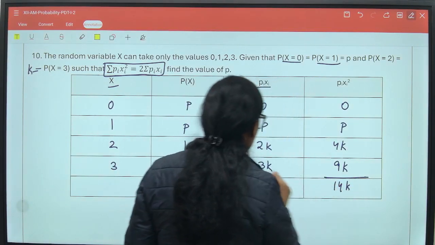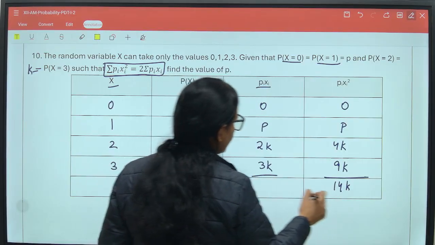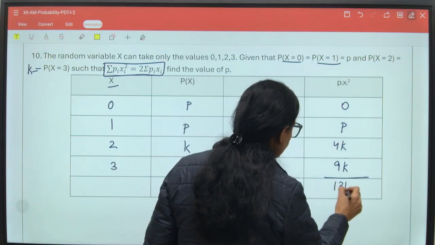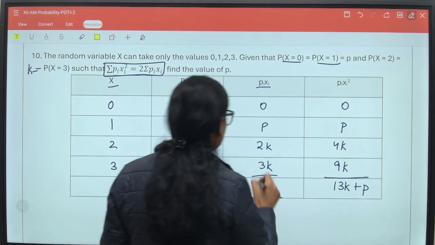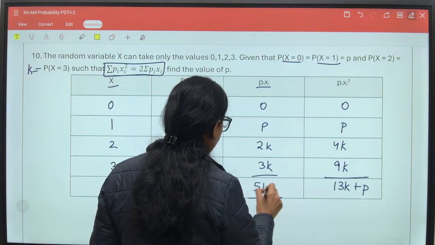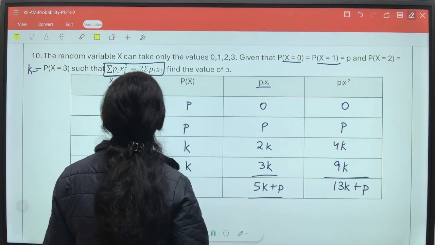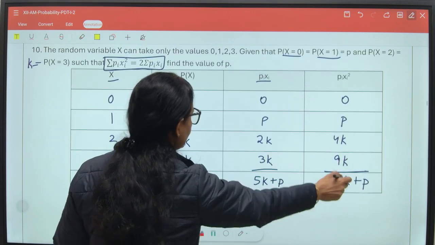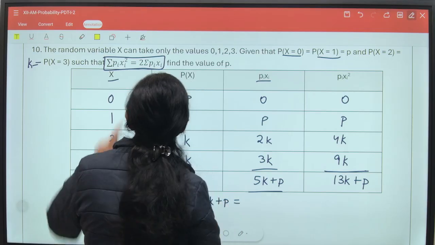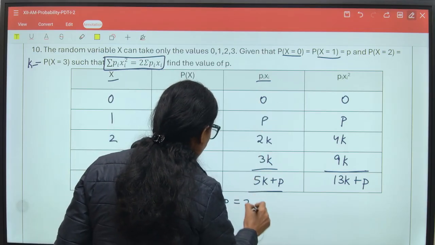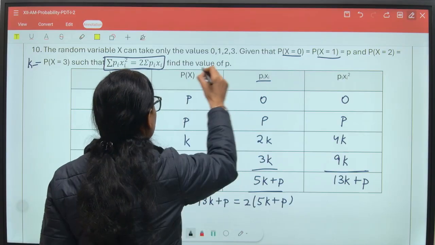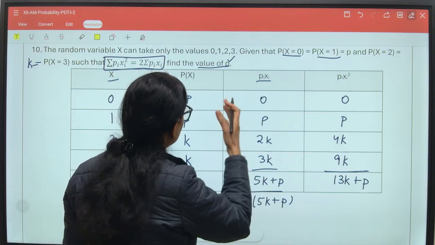14k, and this is 13k plus p, and the sum of this column is 5k plus p. So as per the question, sum of pi xi square, that means the sum of this column, 13k plus p, is equal to 2 times pi xi. So it is 2 times 5k plus p. And we need to find the value of p. So let's try to eliminate k somehow.